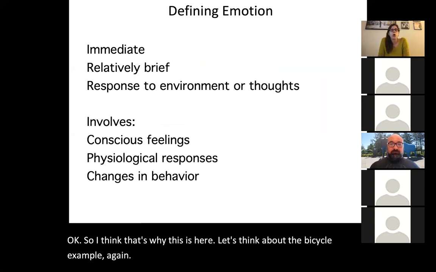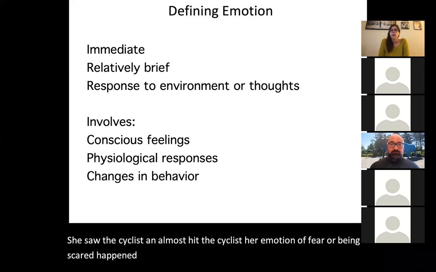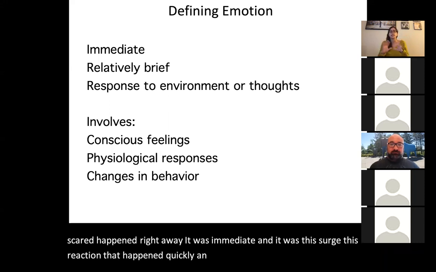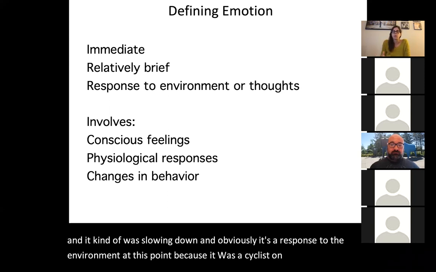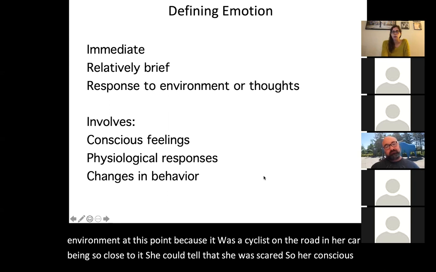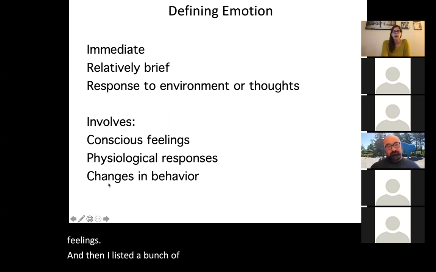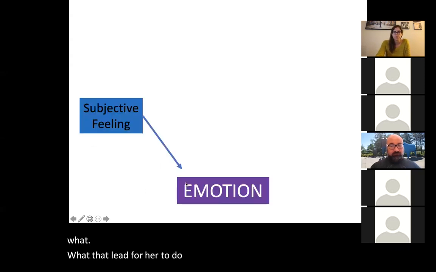When she saw the cyclist and almost hit the cyclist, her emotion of fear happened right away. It was immediate, a surge, a reaction that happened quickly, and then she needed to process, and it was slowing down. Obviously it's a response to the environment, because it was a cyclist on the road and her car being so close to it. She could tell that she was scared, so those were her conscious feelings. And then I listed a bunch of the physiological responses that she had, and the change in her behavior that resulted.